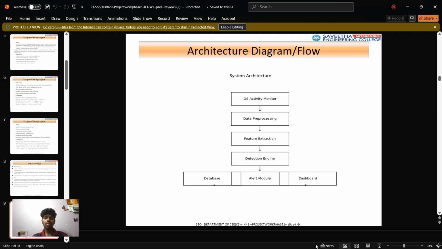And the detection engine will check whether the CPU has spiked high or the memory has gone into spike mode. So everything has been analyzed. If the CPU spikes more than the threshold we gave in the detection part, it immediately triggers an alarm. So it tells that an attack has been performed. The alert module will be there, and it should be shown in the dashboard itself. So this is how the architecture diagram will look.